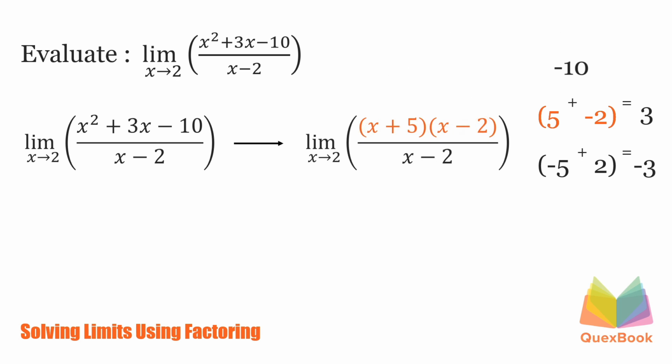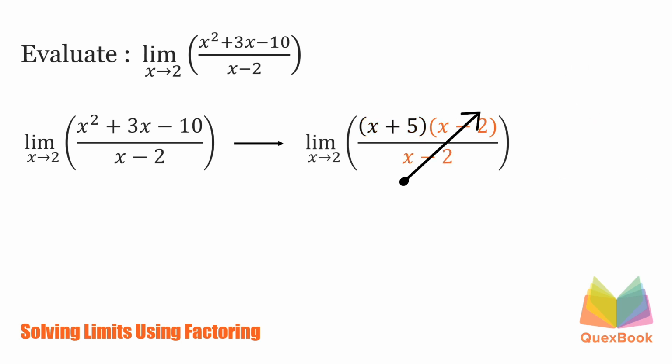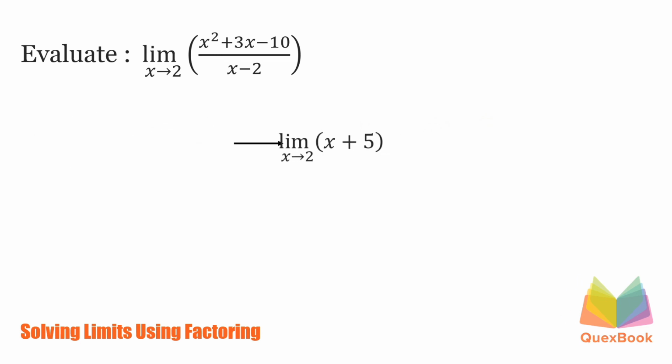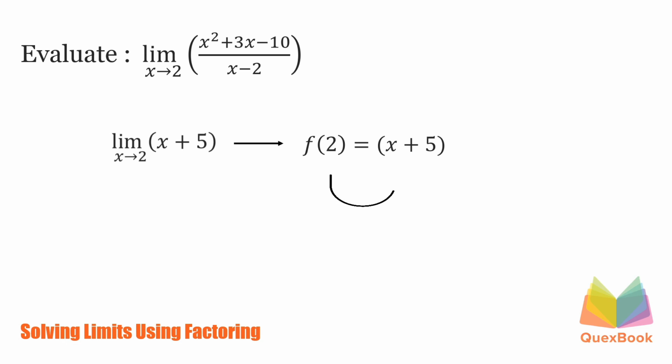So let us rewrite our limit. We have now x plus 5 times x minus 2 over x minus 2. Notice that we can cancel out x minus 2. So we'll be left with the limit of x plus 5 as x approaches 2. Now we can use direct substitution. Plug in 2 to the equation. We'll have 2 plus 5 is 7. Therefore, the limit of our function is 7.